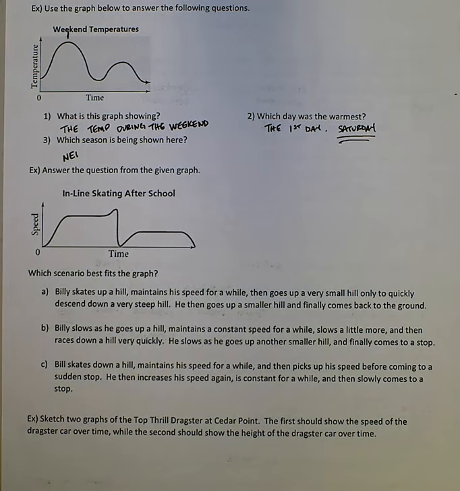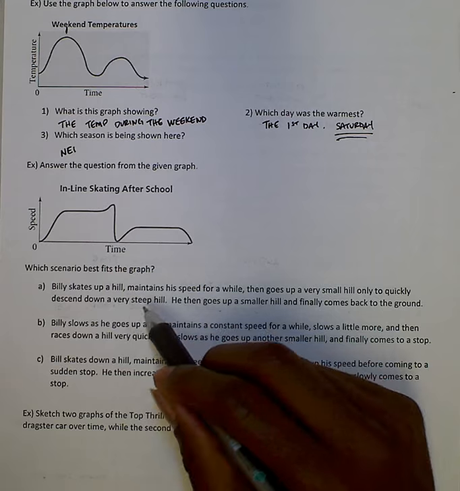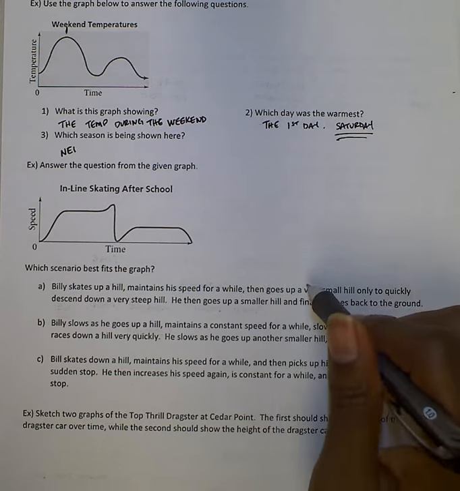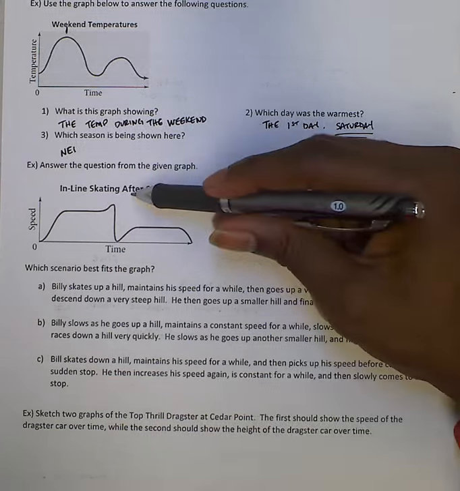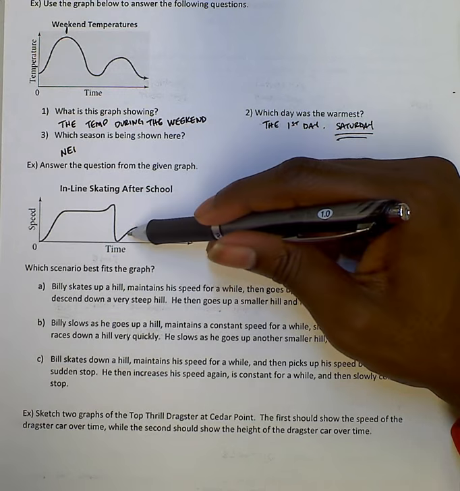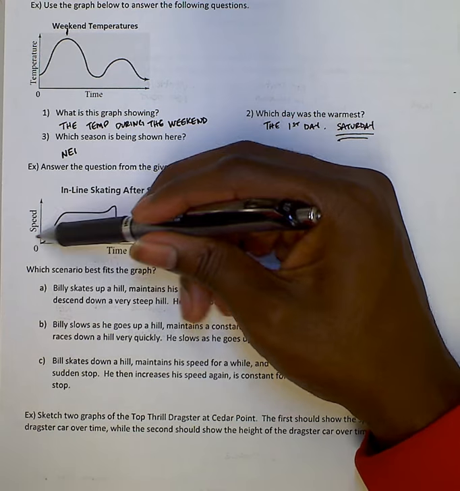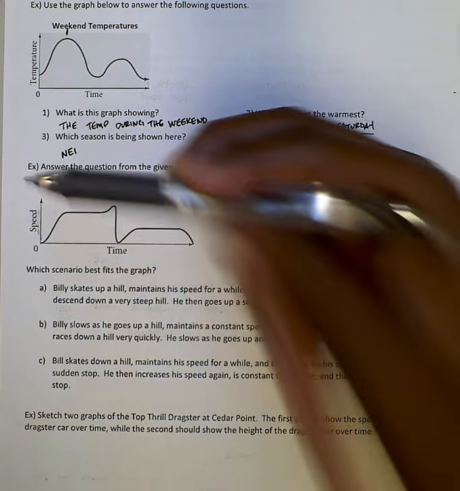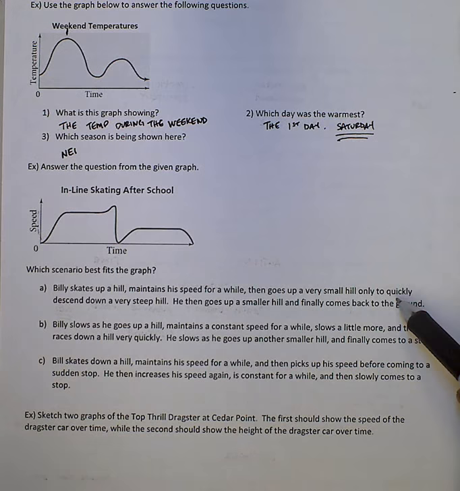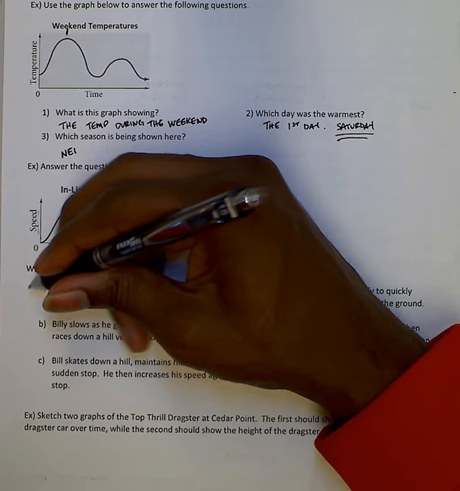So this says that Billy skates up a hill, maintains a speed for a while, then goes up a very small hill, only to quickly descend down a very steep hill. Then he goes to a small hill and finally comes back to the ground. Okay, that would make sense if this were measuring altitude. It's not, it's measuring speed. So this doesn't tell us anything about speed, so we know that A can't be it.